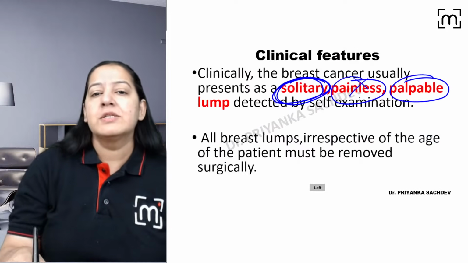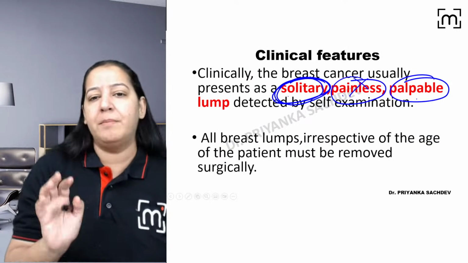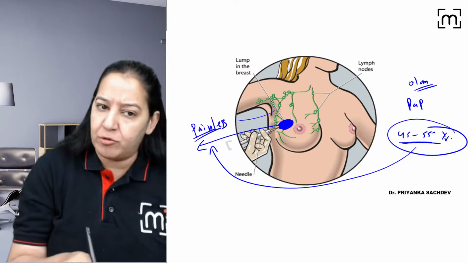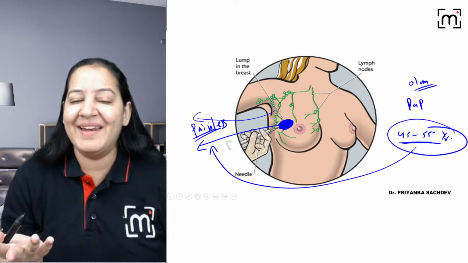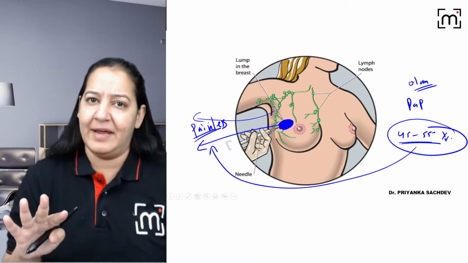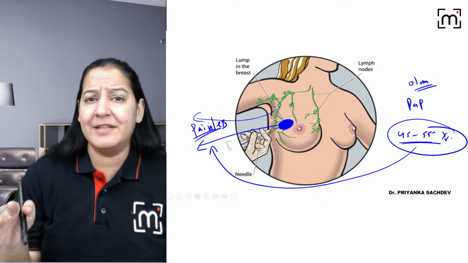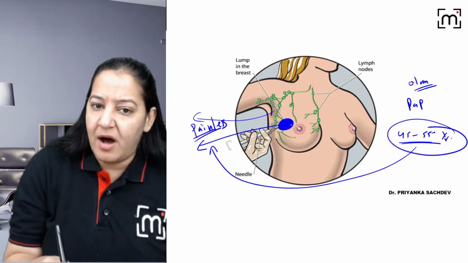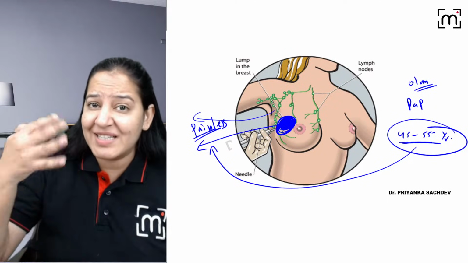You got my point? So it is a solitary, painless, palpable lump detected usually by self-examination, and then the female will come to the doctor. Usually females, since it is painless, will try home remedies, thinking it will just subside. They don't have awareness about that. They don't have knowledge about that. So it will get enlarged. So the staging is increasing.